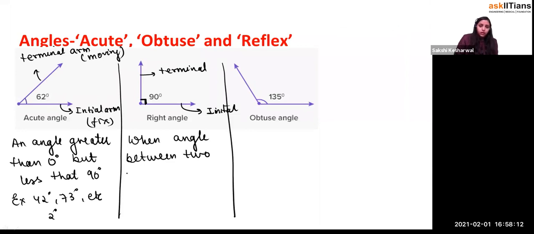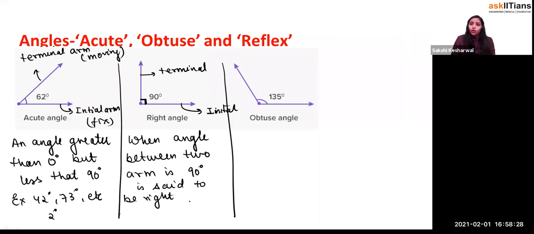When the angle between two arms is exactly 90 degrees, it is said to be a right angle, right? So can I say that all right angles are perpendicular, yes or no? Basically, perpendicular means when two lines intersect each other at 90 degrees. We did this in the last class. We are just talking about the angles, right?